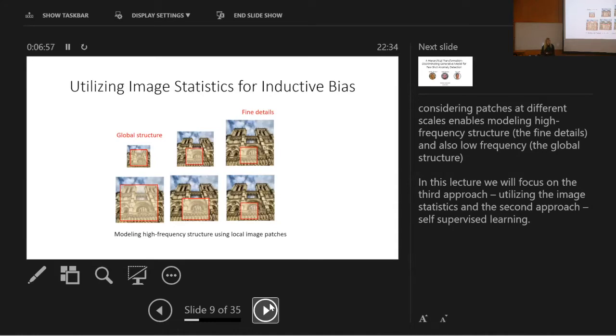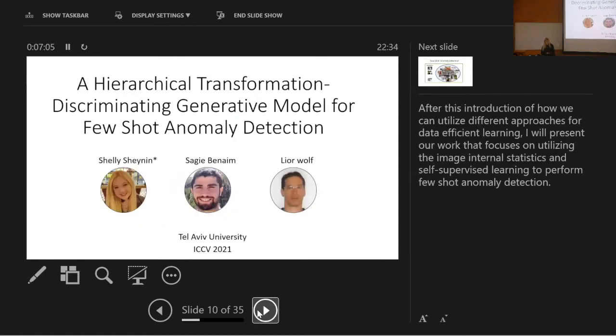So in this lecture, we will focus on the third approach, the input data, and the second approach, the self-supervised learning. Okay, so after this introduction of how we can utilize several approaches for data efficient learning, I will present our work that focuses on utilizing the image internal statistics and the self-supervised task in order to perform anomaly detection.